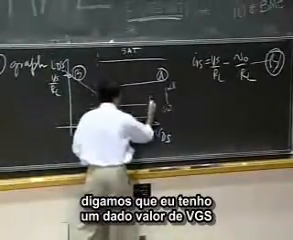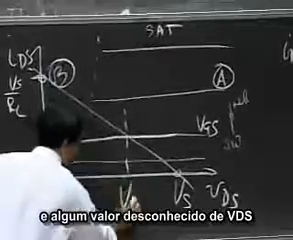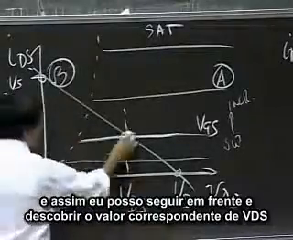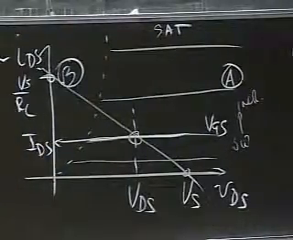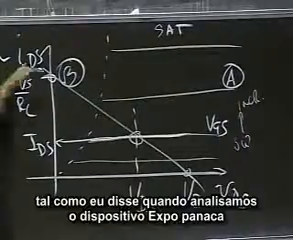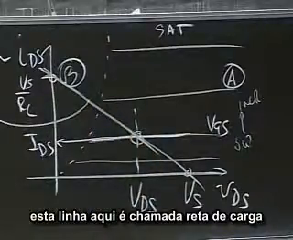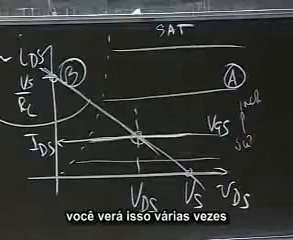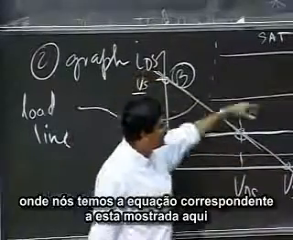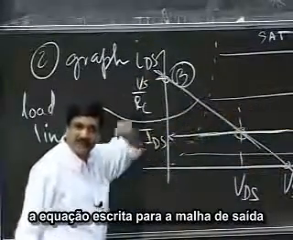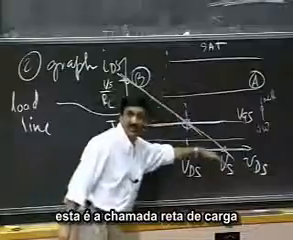So let's say I'm given some value of VGS. Okay, and let's say I'm given a known value of VDS. So for that, I can go ahead and find out the corresponding value of IDS from this graph. Okay, just as I told you when we did the nonlinear element stuff, this line here is called a load line. We'll be seeing that again and again and again, where we have the equation written for the output loop, superimposed on the device characteristics. That's called the load line.